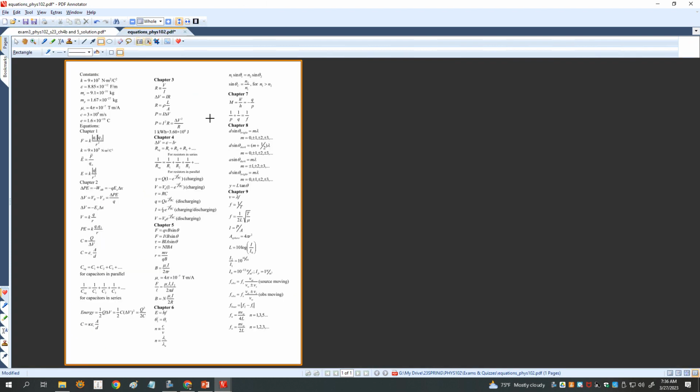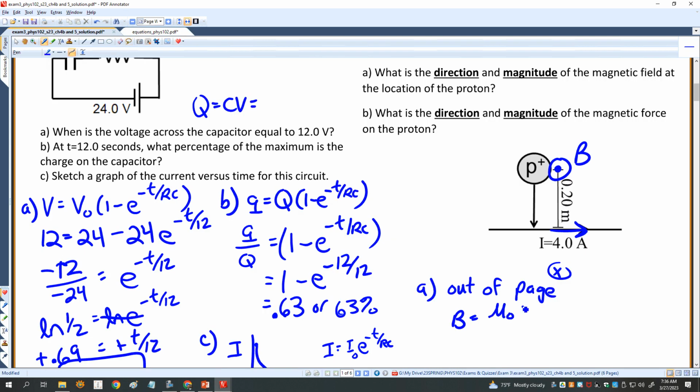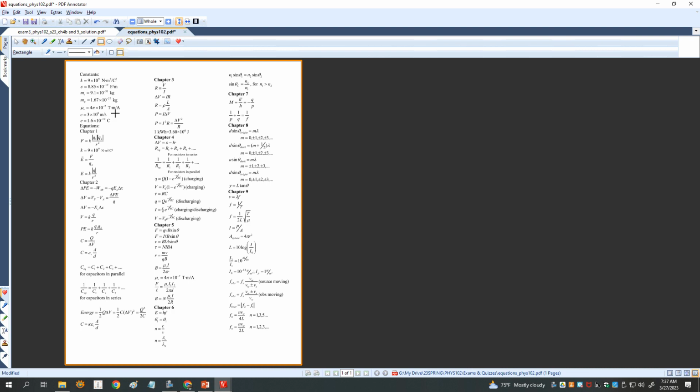Look back at our equation sheet. We have two equations that are really similar, this one and this one. Now remember this one, because it has the N that refers to the loops of wire. So I know that I have this mu naught I over 2 pi r. So B is equal to mu naught I over 2 pi r. Mu naught is 4 pi times 10 to the minus 7. That's on your equation sheet. If you look back over here, it is right here.